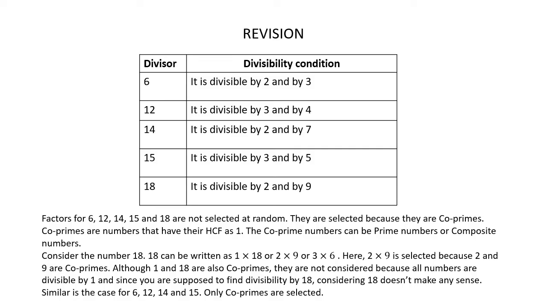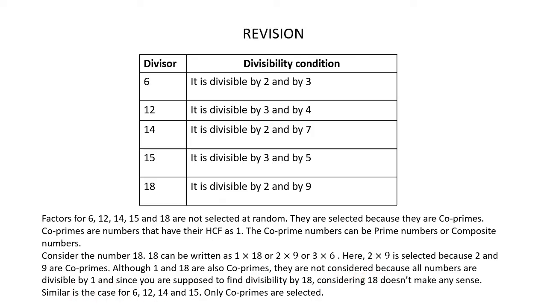Consider the number 18. 18 can be written as 1 multiplied by 18 or 2 multiplied by 9 or 3 multiplied by 6. Here only 2 and 9 are selected, because 2 and 9 are coprimes. Although 1 and 18 are also coprimes, they are not considered because all numbers are divisible by 1.